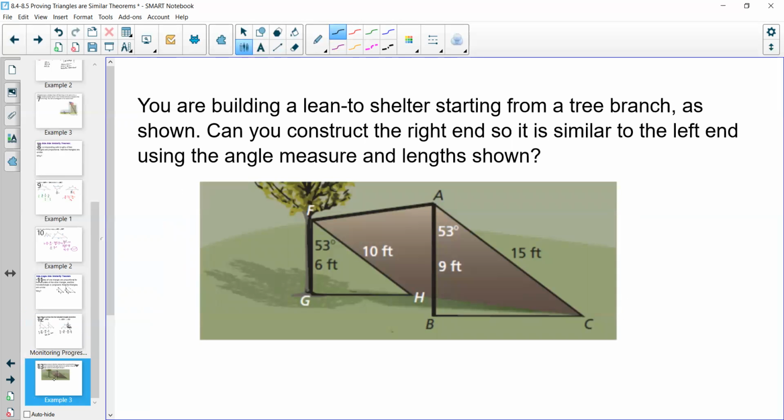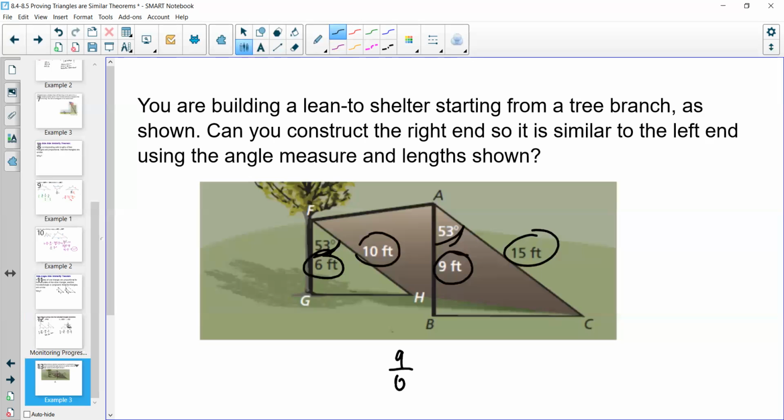Okay, let's take a look at one last example here. You're building a lean-to shelter starting from a tree branch as shown. Can you construct the right end so it's similar to the left end using angle measures and side lengths shown? So let's decide if we can make a similar triangle on this end as we do on this end based on what we have given. So we are given that this is 53 degrees. We've got a 10, a 15, a 9, and a 6. So this side should be similar to this side. Our angles are the same, and this side should be similar to this side. Let's check to see if they are.